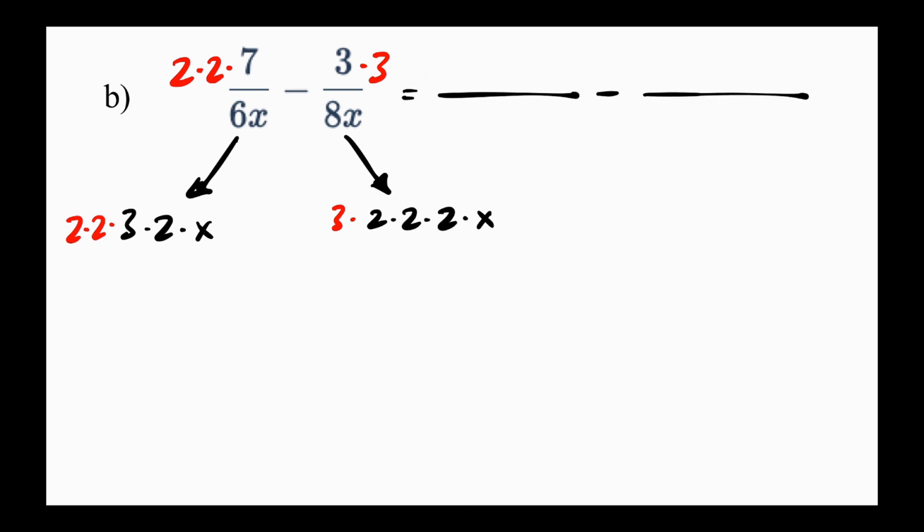Okay. So now the bottom is 2 times 2 times 3 times 2, or 3 times 2 times 2 times 2. Either way, you're going to get the same number. That's 24, and then an x. The top: the first numerator is 2 times 2 times 7, which is 28. The next one is 3 times 3, which is 9.